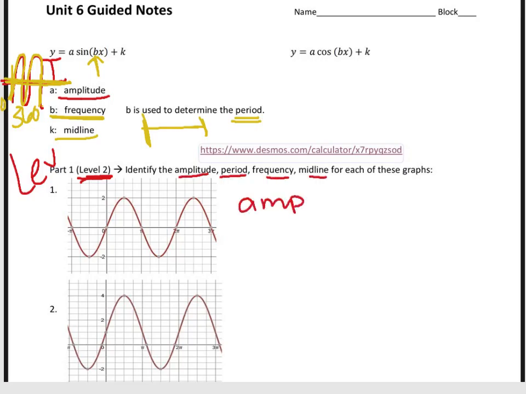So starting with amplitude. Amplitude is how far from the midline to the top or from the midline to the bottom. Either way. So we have 2 because there's 1, 2. The period is how often, so like the cycle goes up, the cycle comes down, and then at that point we're repeating. So there's the beginning of the cycle. It goes up, it comes down, and we're done.